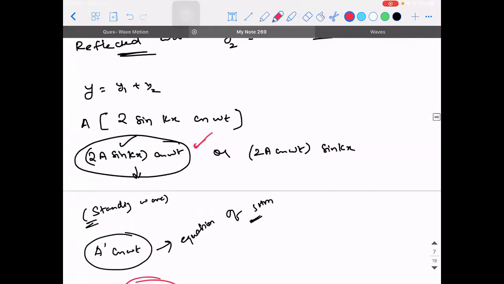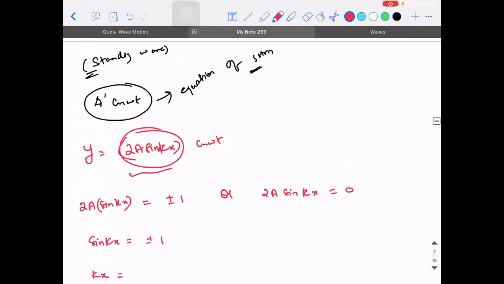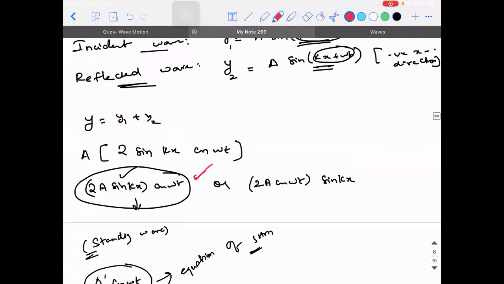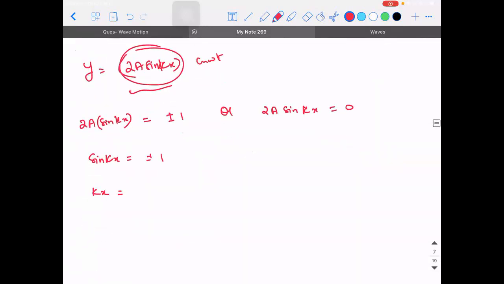N pi plus pi by 2. It will be n pi. What is the general solution? N pi plus pi by 2 will come for tan. N pi plus alpha. Wait, I will do a small change in this. There is a formula like this: n pi plus minus 1 power n into alpha.